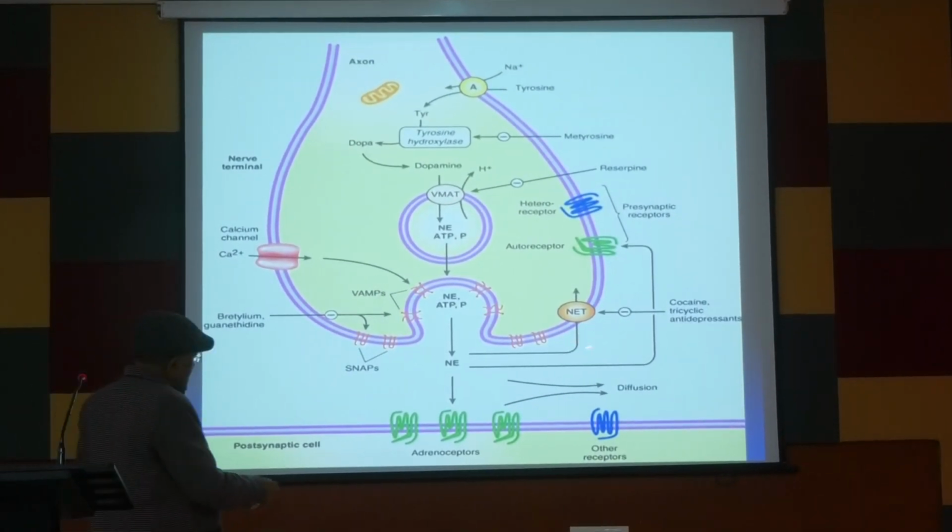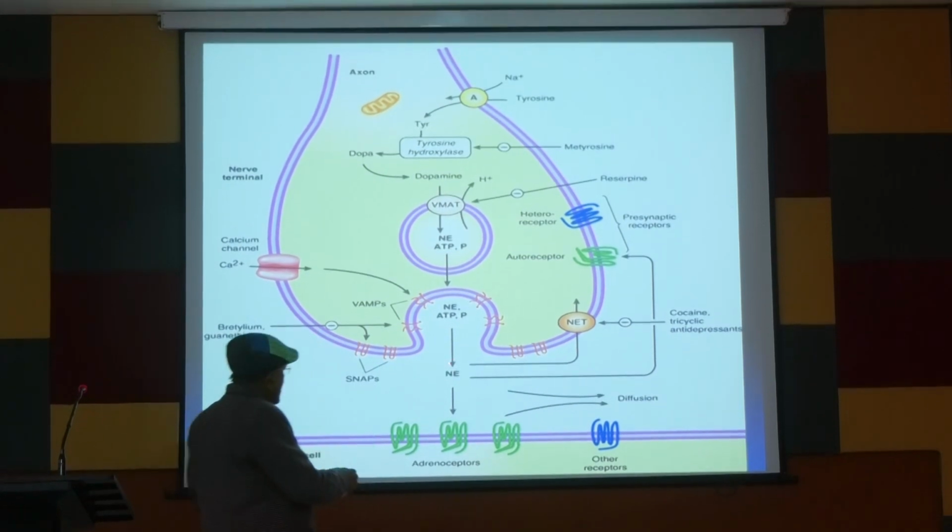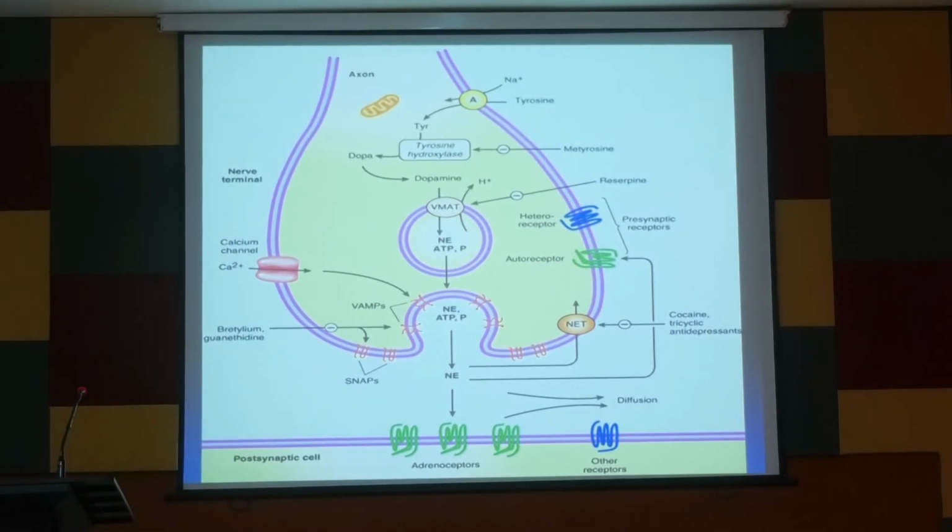If there is inhibition of this uptake 1, what will happen? The residence time of norepinephrine in the cleft will be much more, and it can act on these receptors for a prolonged period. So that is one. Number 2, by diffusion to the surrounding tissue, and here another, which is known as uptake 2. So that is how the action of norepinephrine is mainly terminated here.